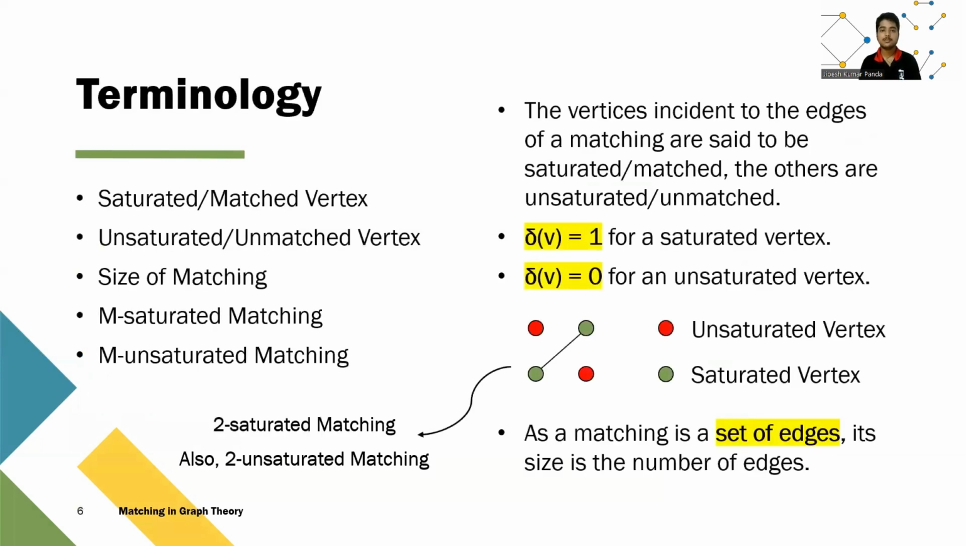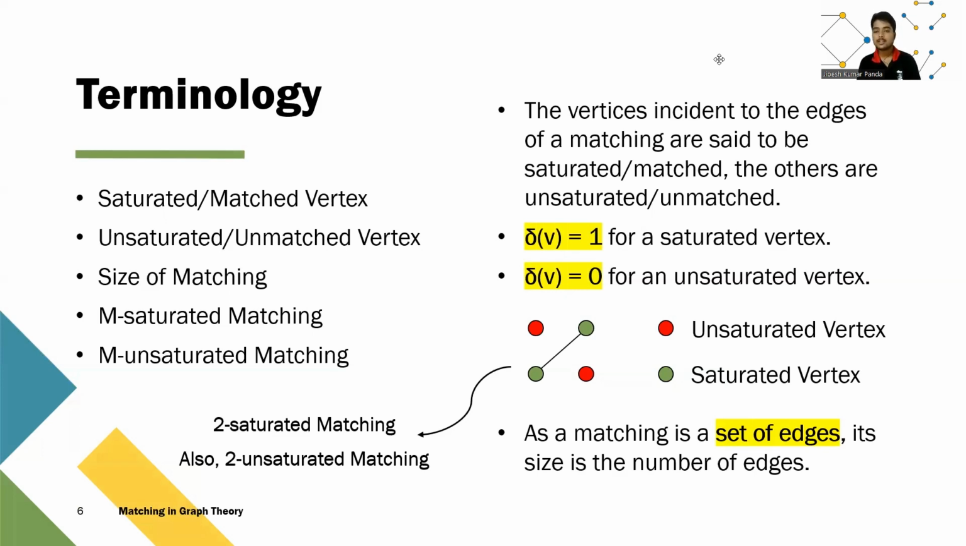So here we have the terminologies for matching, starting with what a saturated or meshed vertex is. Here we have written that the vertices incident to the edges of a matching are said to be saturated or meshed. Means in a matching, if the vertex has degree 1, that is, it is connected to one of the edges, then it is called a meshed vertex or a saturated vertex. And the vertex which is not saturated, means it has degree 0, is termed an unmeshed or unsaturated vertex. So in the example, we have a matching where 2 vertices are unsaturated and 2 are saturated.